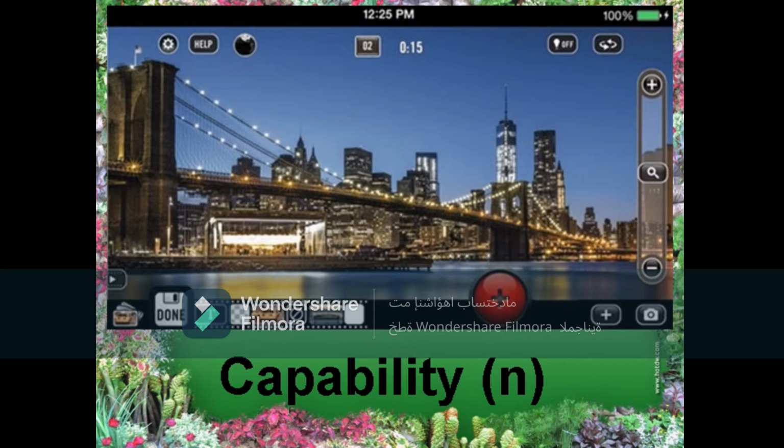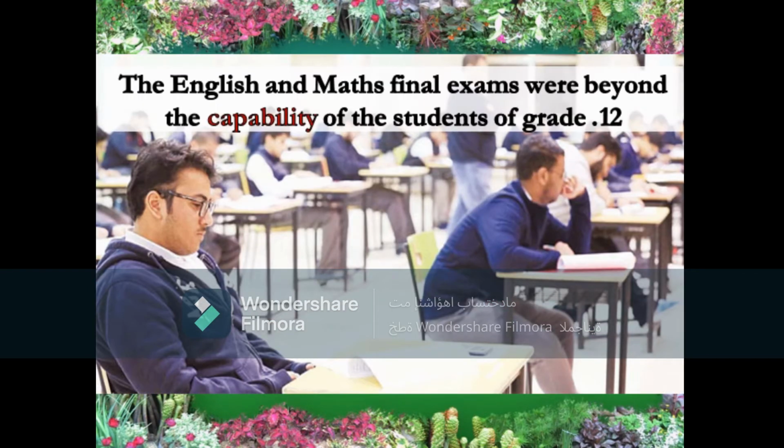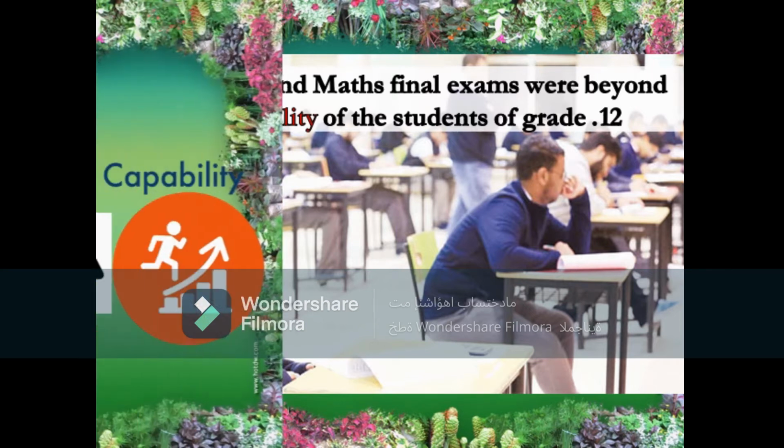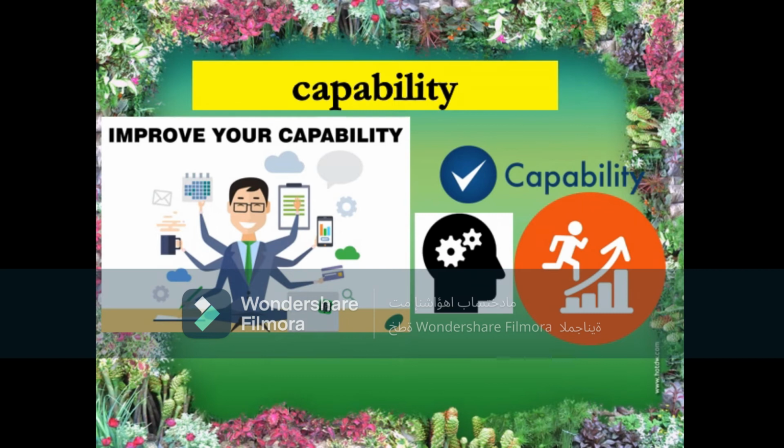Here we have a digital camera, so we can do a lot of things with digital camera because of its capability. Yes, its ability or its power. We have an example for more explanation. The English and Math final exams were beyond the capability of the students of grade 12. So the meaning, capability: it's the power or ability.